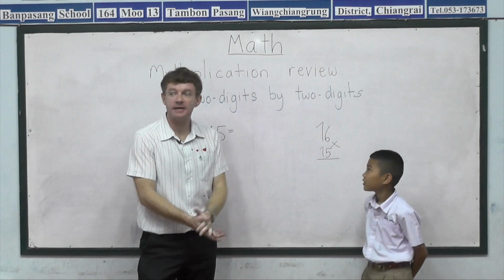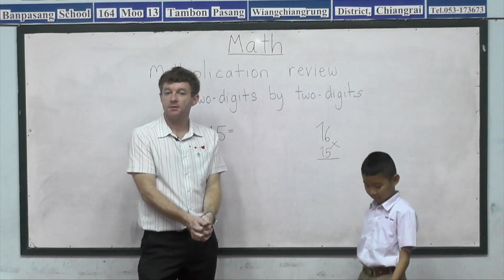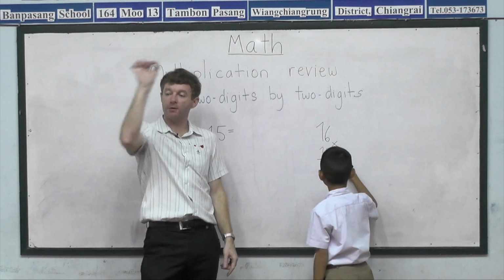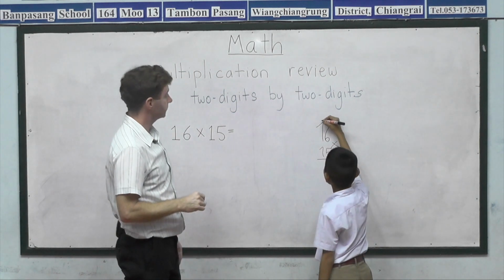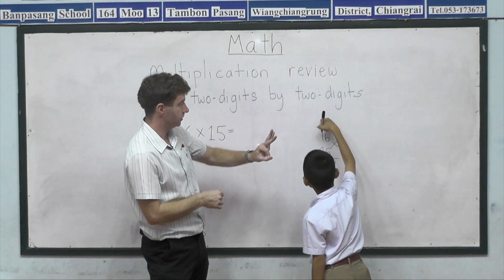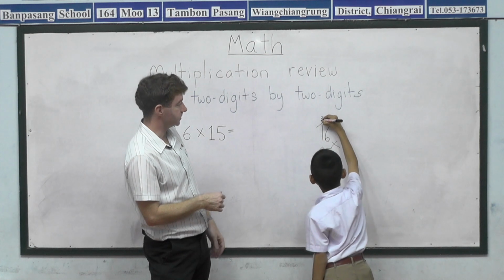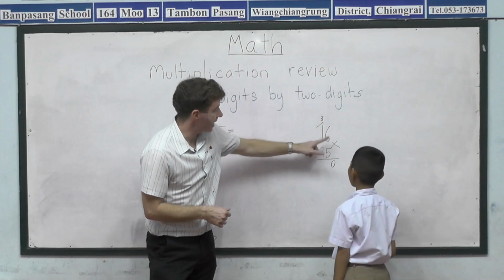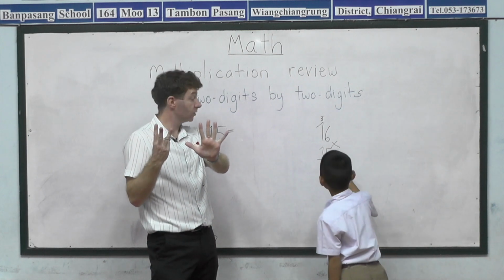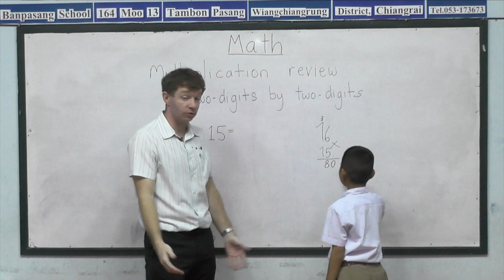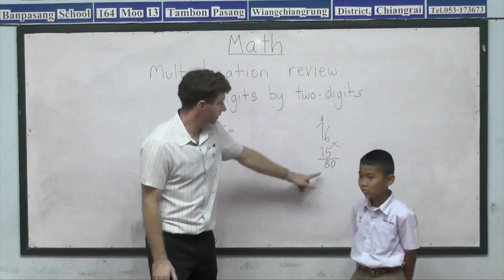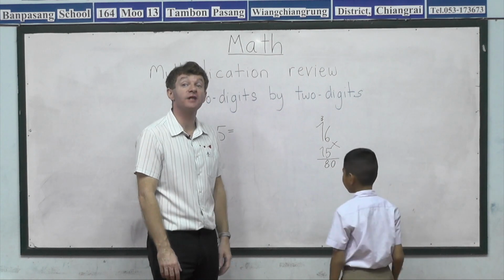5 times 6. 30. So we write 0. What do we do with the 3? Carry. Excellent, yes. Remember we carry 3. That's okay, you can write 3 there. Excellent. 5 times 1. Excellent, Pang Pon. So you see, step 1 is done. Our ones is worked out already. 80.